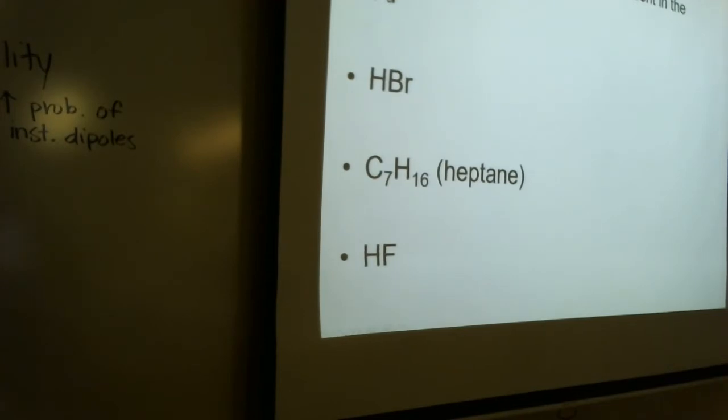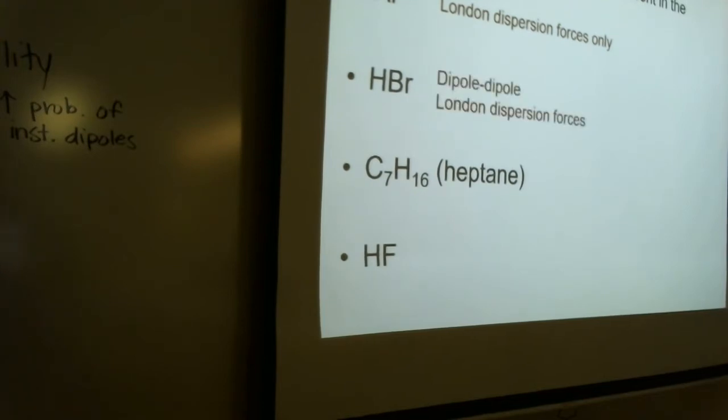Argon's a gas, lone monatomic atom, so it's only got London, right? HBr, bromine's very electronegative compared to hydrogen. So that one would be, it's not hydrogen bonding, right? Because that's not a fluorine, that's not an oxygen, that's not a nitrogen, so it's not hydrogen bonding. What's the next level below that? Dipole-dipole. Yep, that one's dipole. And it has London as well.